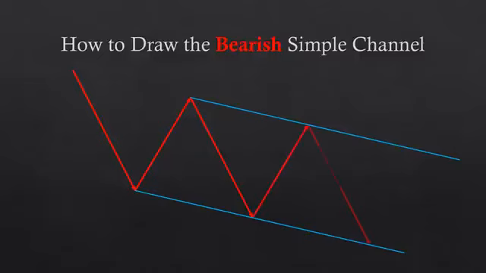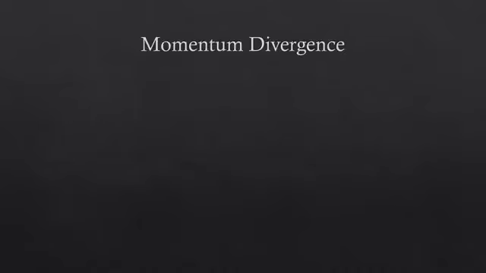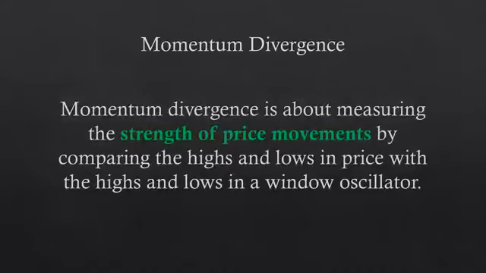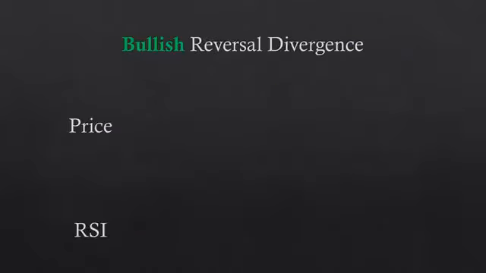Let's now learn about the other element of the strategy, which is the momentum divergence technique. Divergence is about measuring the strength of price movements by comparing the highs and lows in price with the highs and lows in a window oscillator like an RSI, for example, even though you can find divergence signals in many other technical indicators as well. In this video, we'll focus on the RSI. I will show you two types of divergences, the reversal and the continuation divergence. Let's first look at the bullish version of these two types of divergences.